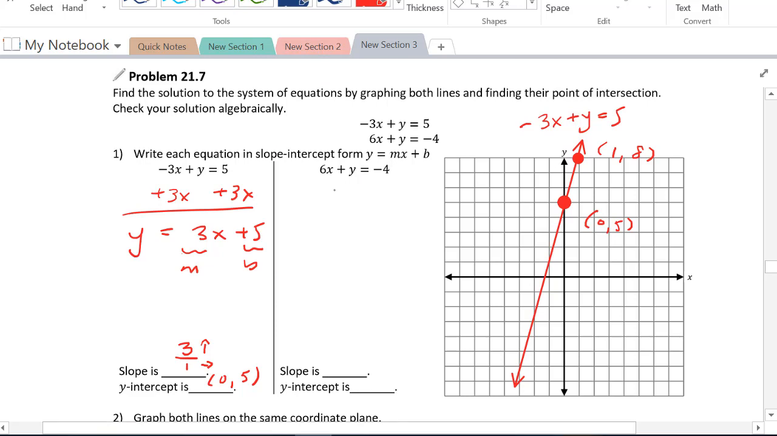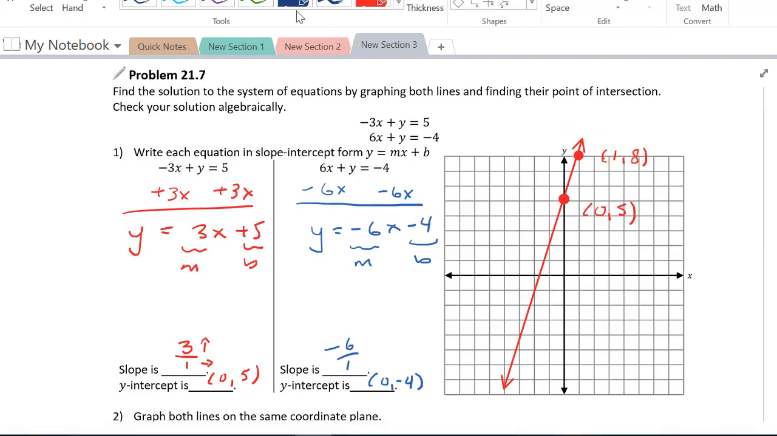Now we're going to take the second equation and again solve for y. We're going to have to find the slope and so on. So solve for y, minus 6x on both sides. What do we get? y equals negative 6x minus 4. Here is our slope and here is our y-intercept. So the slope is negative 6 over 1, and our y-intercept is 0, negative 4.